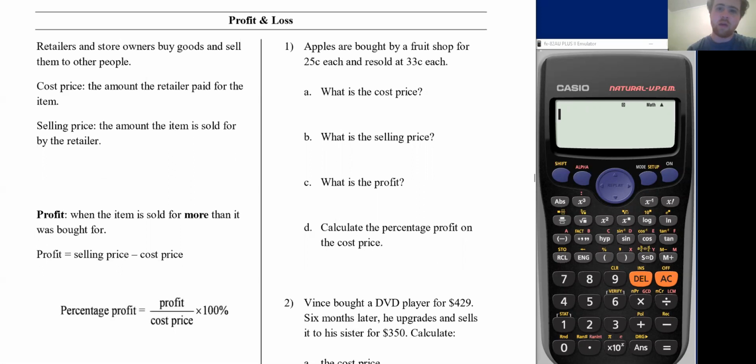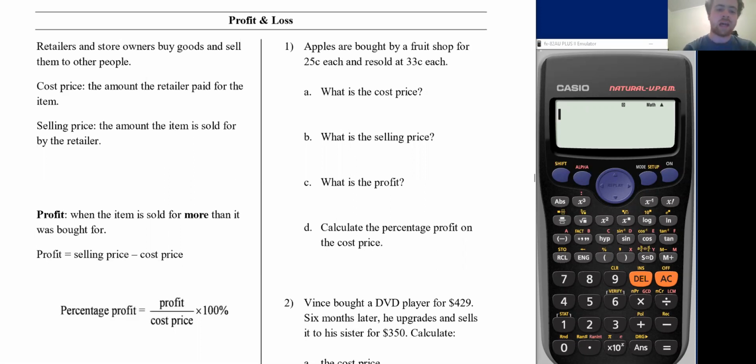So a retailer or any kind of business will buy goods and then sell them to other people. The cost price is how much you paid for that in the first place, and then the selling price is the amount that you sold it for, what whoever bought it from you paid for it. Now a profit is when the item is sold for more than what it was bought for. So you've taken this item, you've added some value to it, or you've introduced it into a new market, and therefore it's going to sell for a higher price than what you got it for.